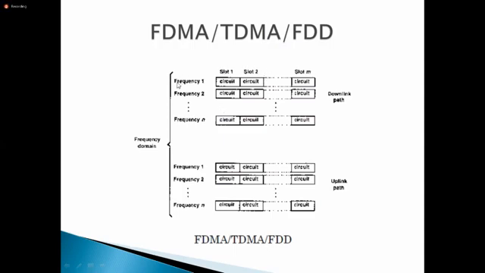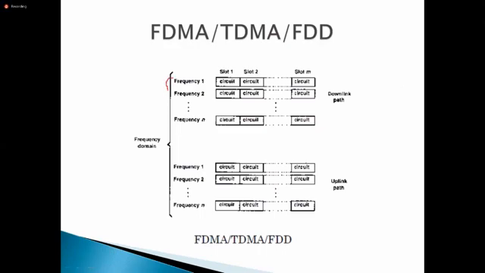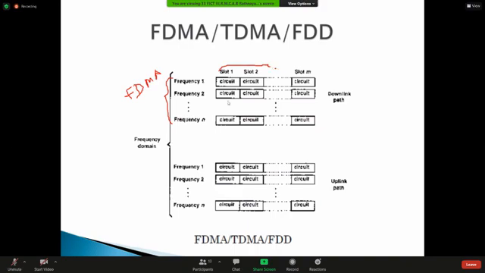And then we have duplexing, right? This set is for the downlink path and this set is for the uplink path. Okay? So how do you represent this? Now this is FDMA, right? This part is FDMA. This part is TDMA.